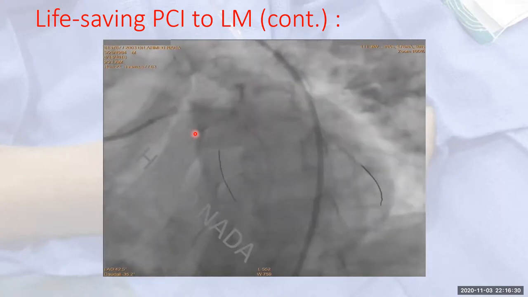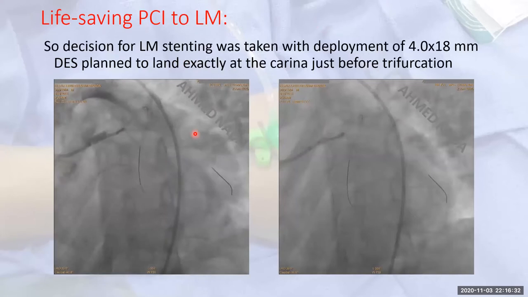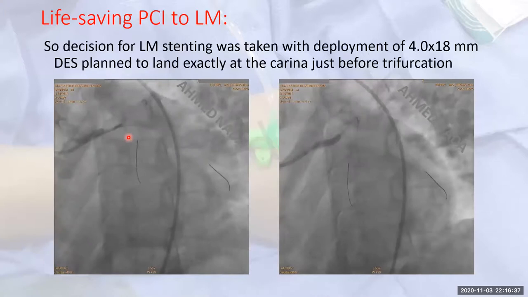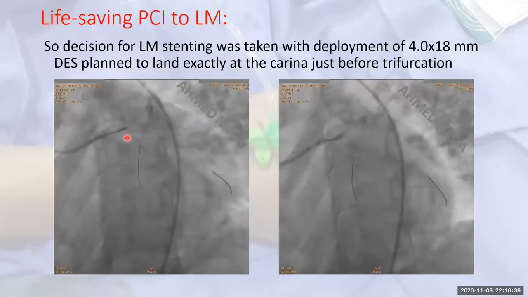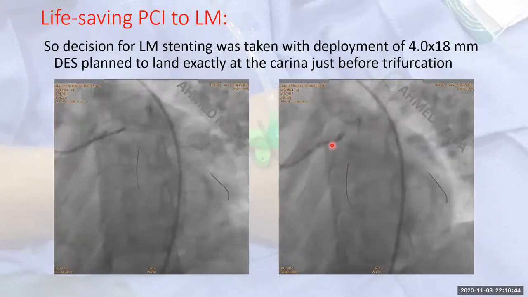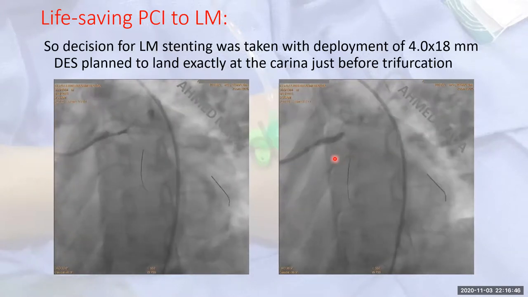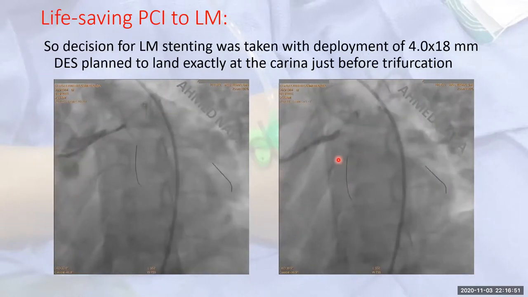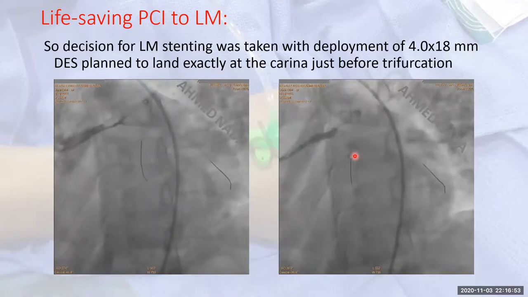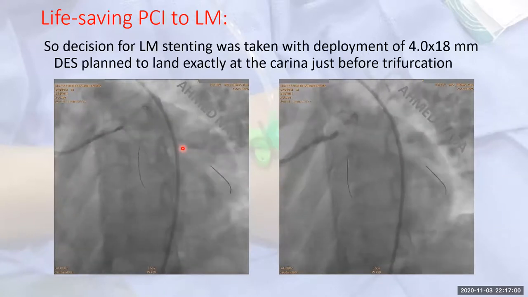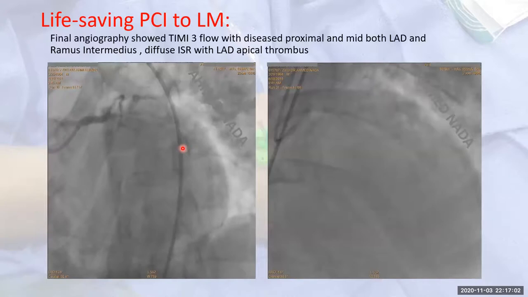So the plan at that time was just to bring a stent and localize it exactly like we see here, just before the trifurcation. We inflated the stent balloon, and you appreciate the tight waist on the distal part of the stent. The stent was 4 by 18. And as I mentioned, it was exactly at the carina just before the trifurcation. And that was the situation after deploying the stent.